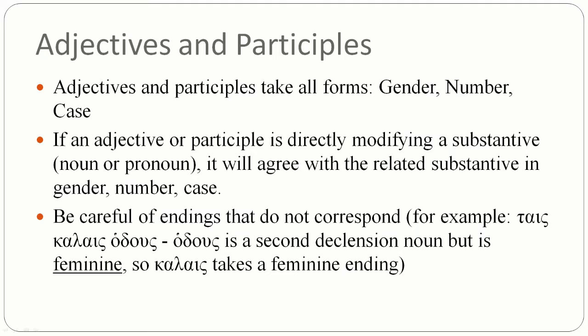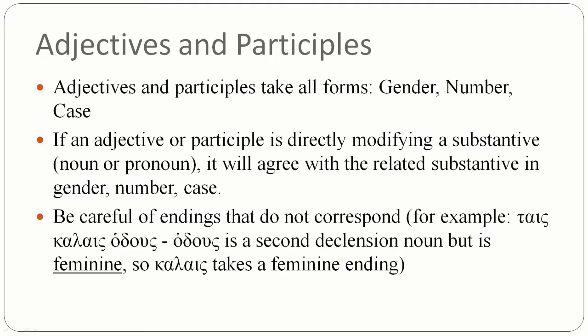Hadus just happens to be one of these annoying cases where you have a second declension noun, but it is feminine. Most of your second declension nouns are masculine, but here hadus is a feminine second declension noun. It is identical to masculine forms, but you just have to know that it's feminine, and therefore both the definite article tais and the adjective kalais are going to be feminine.